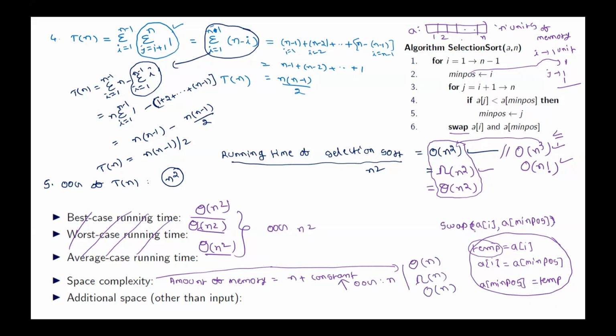Is that correct or not? How much space do we require here? How much space do we require total? N plus 4 units, or 3 units, or 5 units. That I simply call N plus constant space.